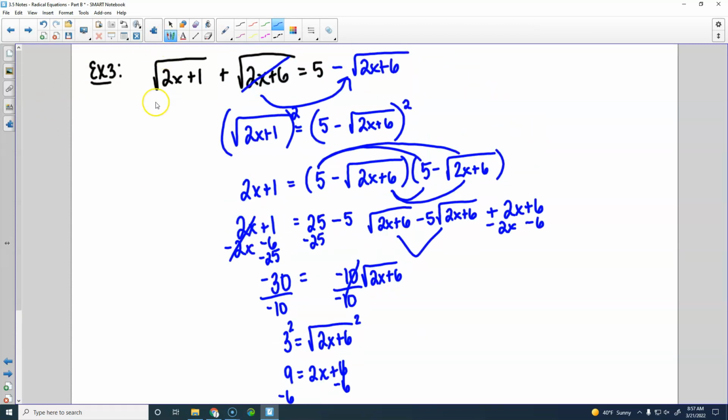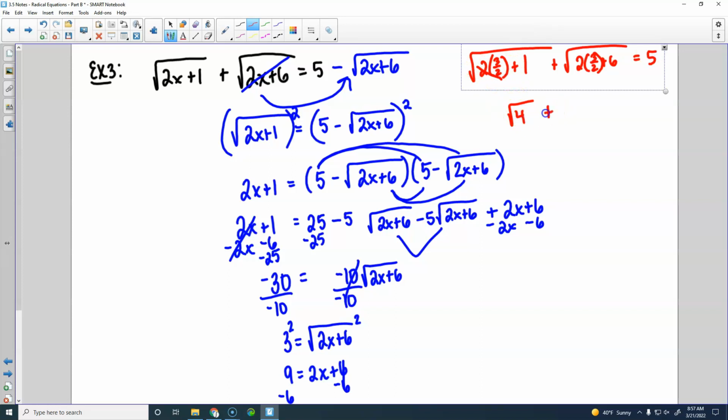For these, you always need to plug it back in to check. So 2 times 3 halves plus 1 plus the square root of 2 times 3 halves plus 6. It's going to equal 5. So here those 2's will cancel. It'll just be 3 plus 1, so you got square root of 4. And right here, the 2's will cancel, so you got 3 plus 6. You'll get 9. So 2 plus 3 does equal 5. So this one is correct. Our x equals 3 halves.